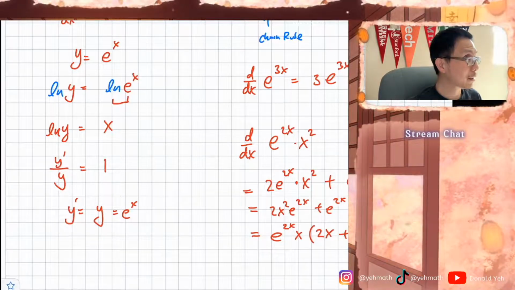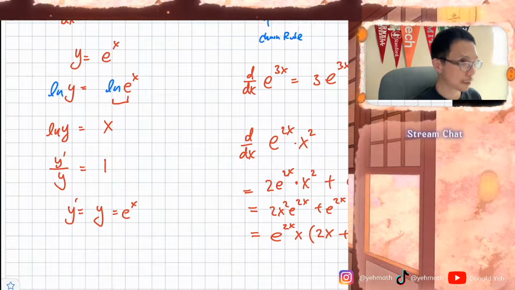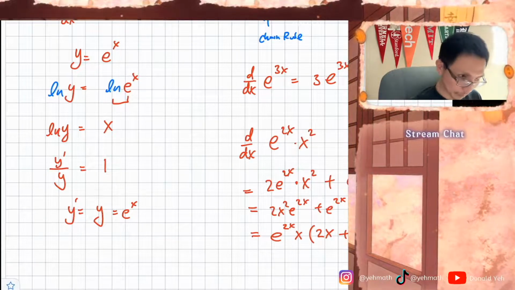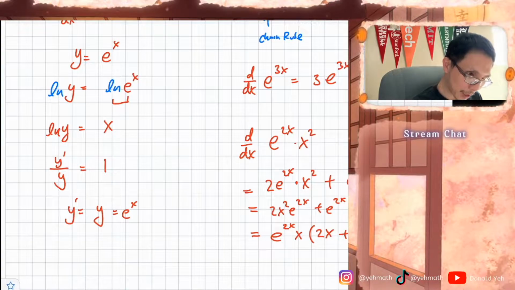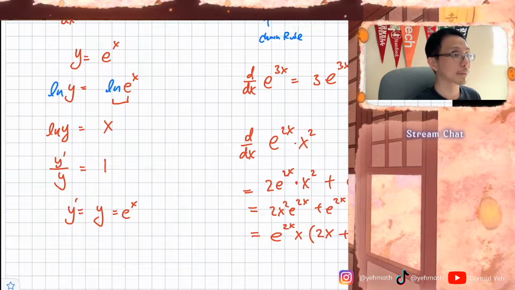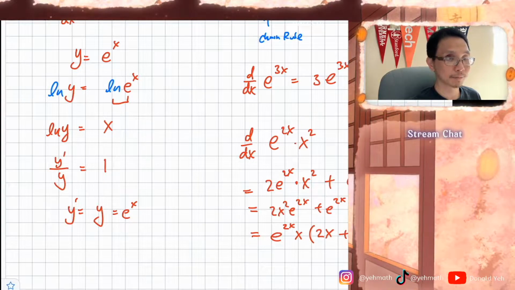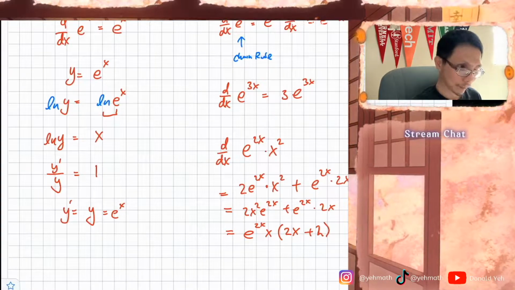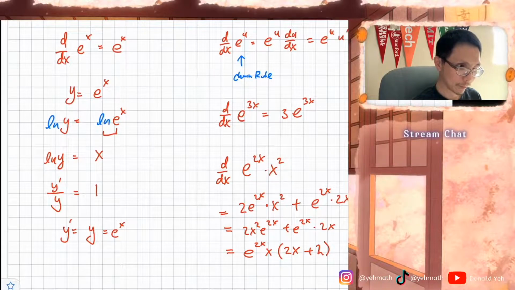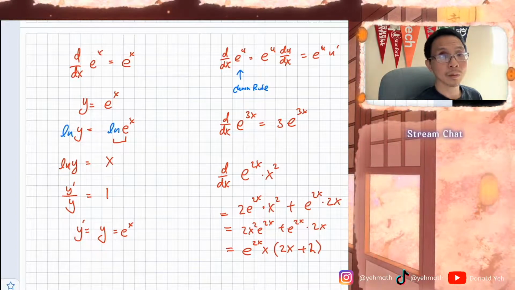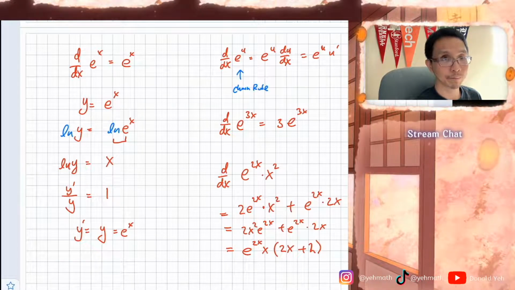I can factor out because once you factor out, you can solve for critical numbers, right? 2x plus 2. I can add. Good job. That's why I like a student like you to correct my mistake. Questions?